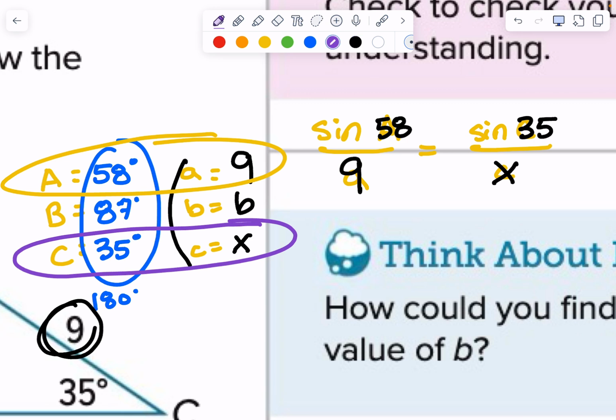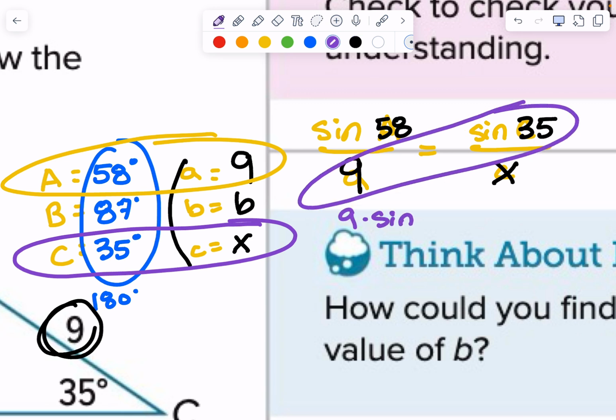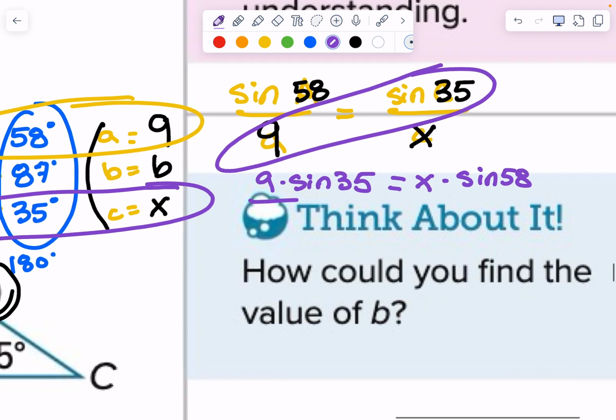If I cross multiply, 9 times sine of 35 is equal to x times sine of 58. Now, how do I get x by itself? I'm going to divide by sine of 58. I want everybody to get a calculator out and practice that. 9 sine of 35 divided by sine of 58.